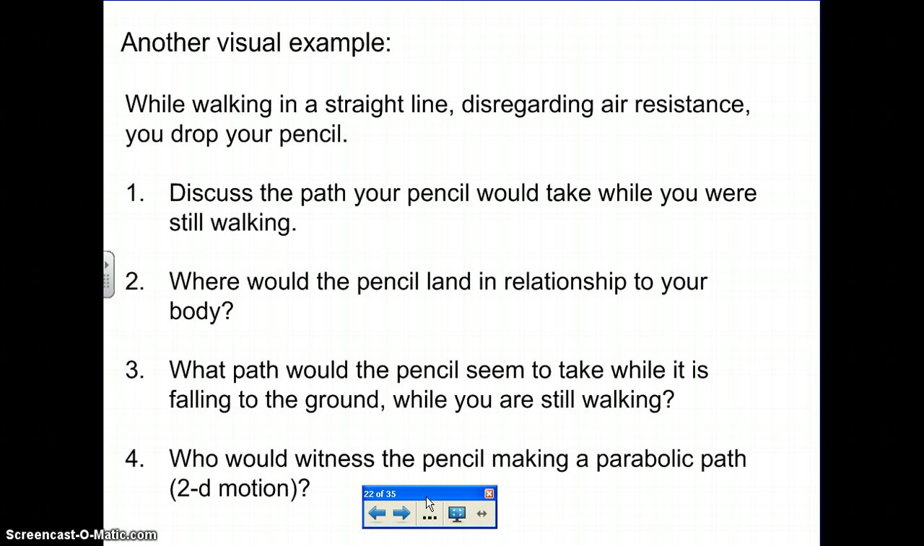Because you're thinking that it's falling straight down as you are walking with your pencil that's falling, right? But now go do this in front of mom, dad, brother, sister, whomever, someone else at home. And they'll see that it looks like it's falling forward and down at the same time. So once again, different frames of reference.